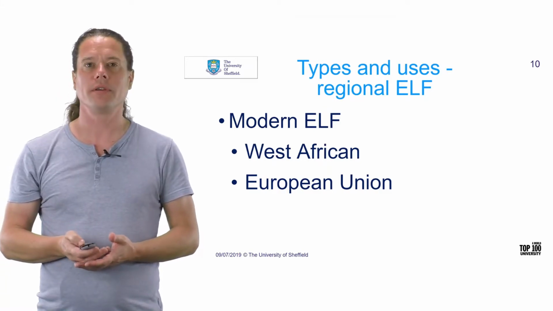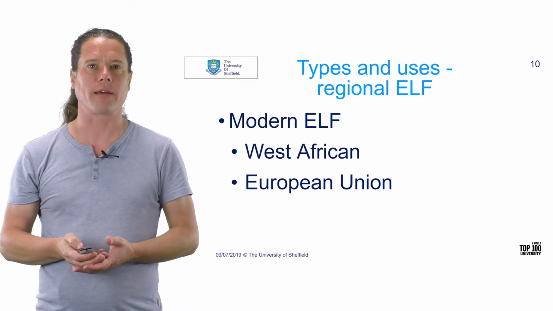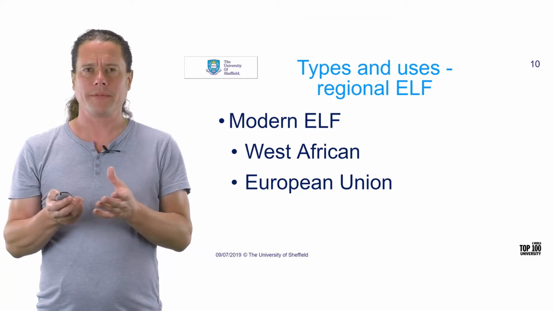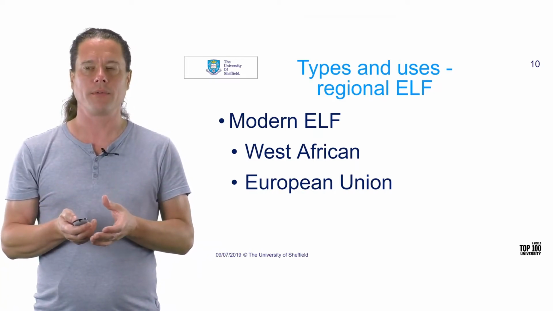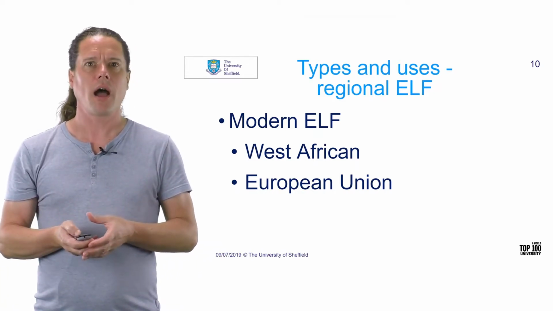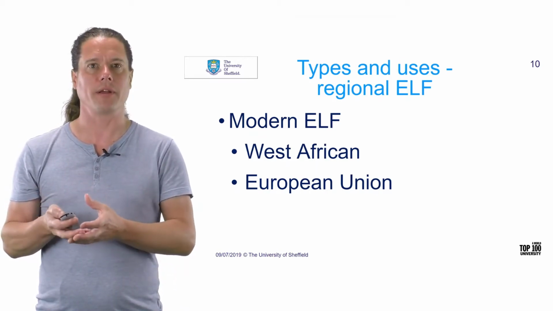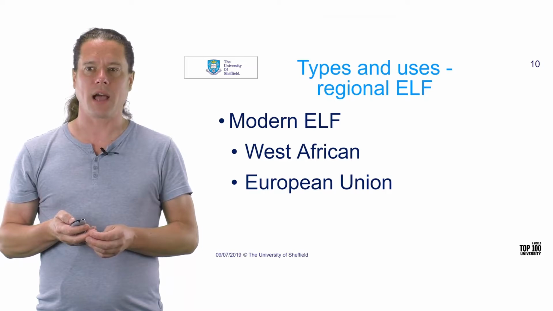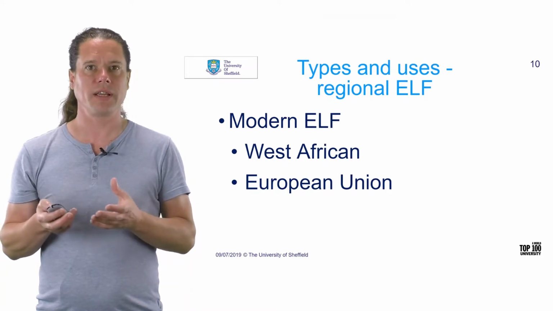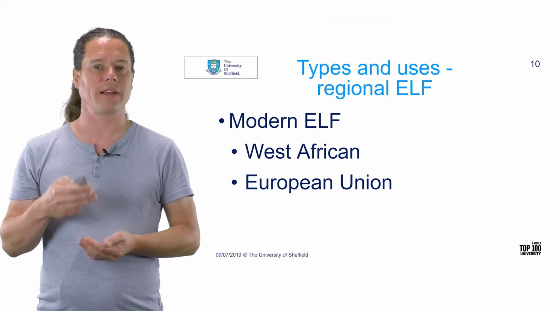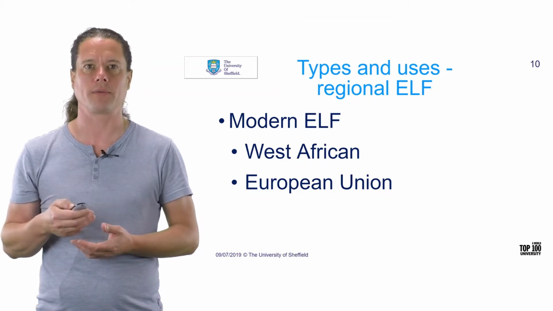So having looked at where the word came from and the original lingua franca, we can look at a couple of modern uses of English as a lingua franca. Now, we're going to look at, first of all, a couple of regional lingua francas where they use English. One in West Africa and one in the European Union. In both of these places, English is used as a lingua franca by people who do not have English as an L1, as a first language.